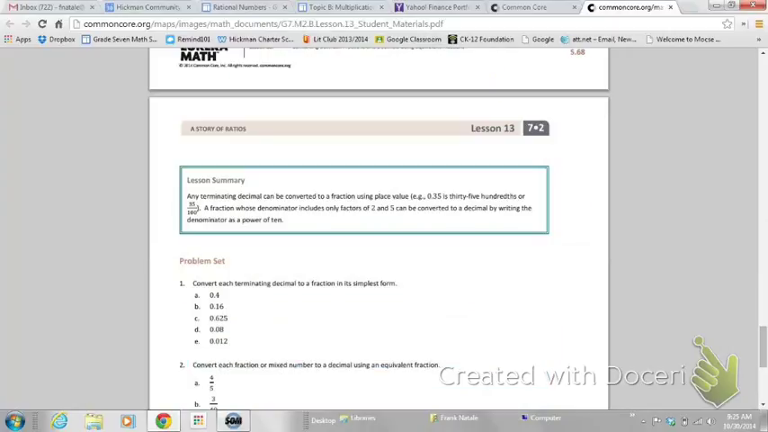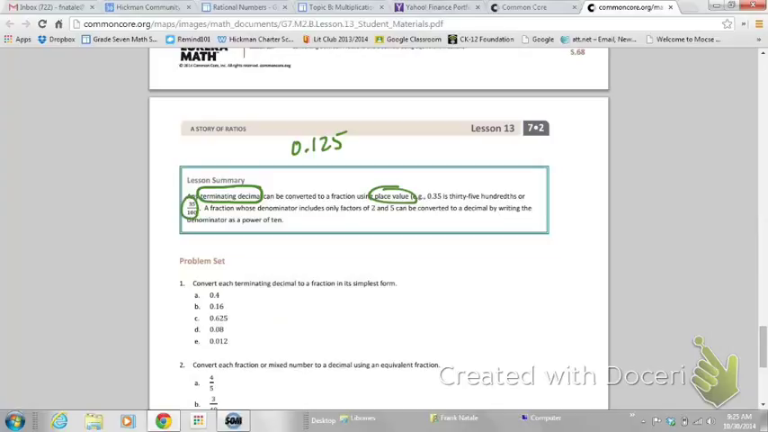Okay, so here is our lesson summary. Any terminating decimal, again, that's a decimal like 0.125, okay? The only thing that's not a terminating decimal is a decimal like pi that just goes on forever, has no terminating number, does not repeat either, okay? So any terminating decimal can be converted into a fraction using place value. 0.35 is 35 hundredths, or written like that, 35 over 100, okay? Pretty simple, probably more simple than the other way around.